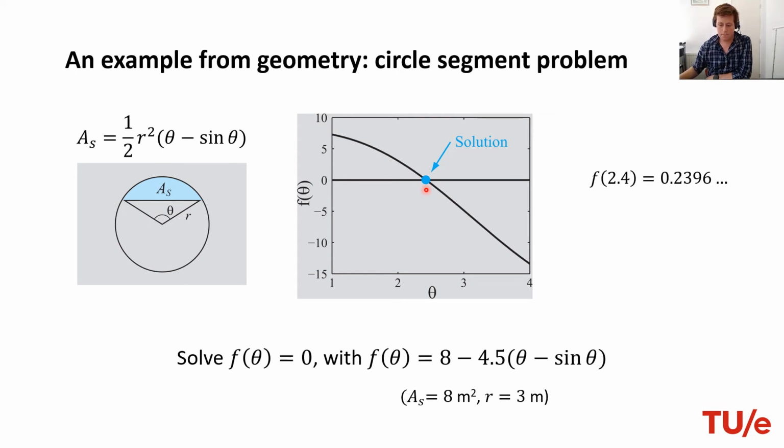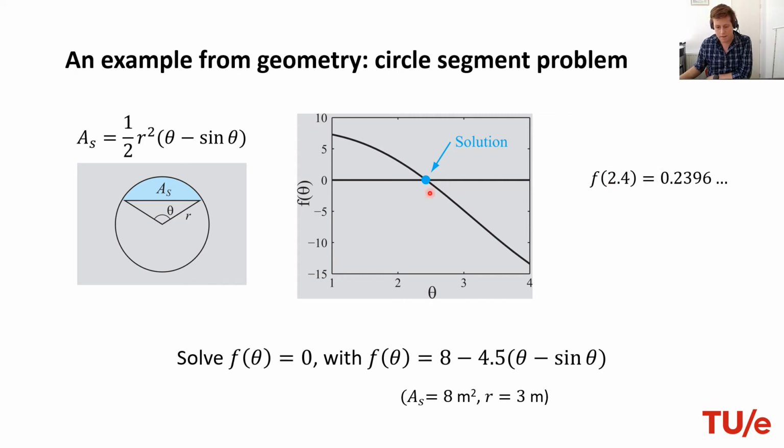So let's try to plug in some values for theta and see what the value of f is. Let's say that I make an educated guess, somewhere roughly in the middle between 2 and 3. It's a bit to the left, so let's plug in theta is 2.4. I see that f is quite small here, but it's not 0. So 2.4 is not the solution to this nonlinear equation.